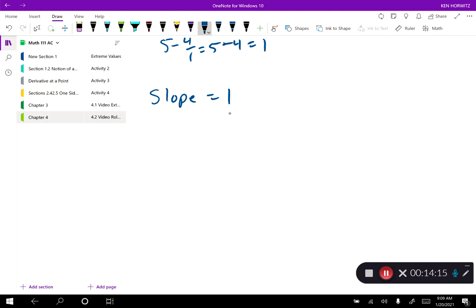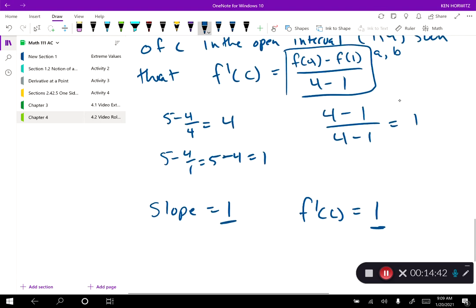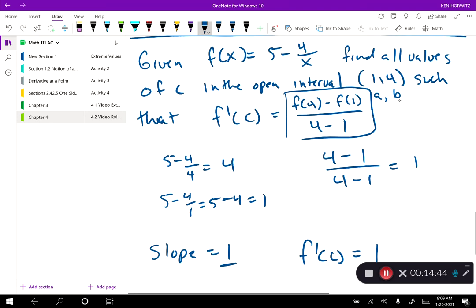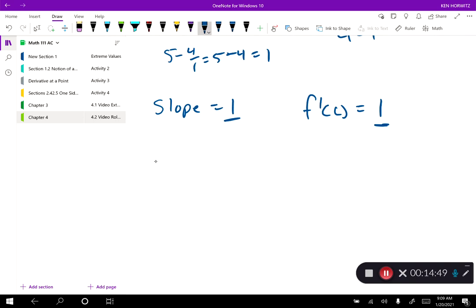All right. Now, because my slope equals 1, right, and f fulfills the conditions of the mean value theorem, there at least exists one number c such that f prime of c is going to equal our slope, right? Because our derivative is slope. So let's do the derivative of our original function. Our original function is 5 minus 4 over x.